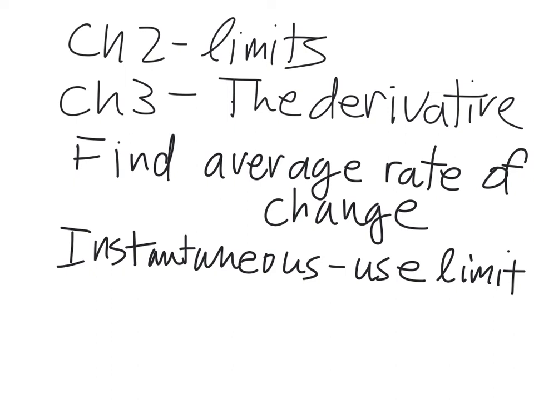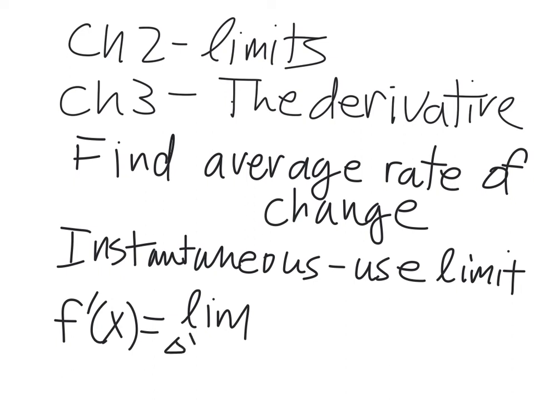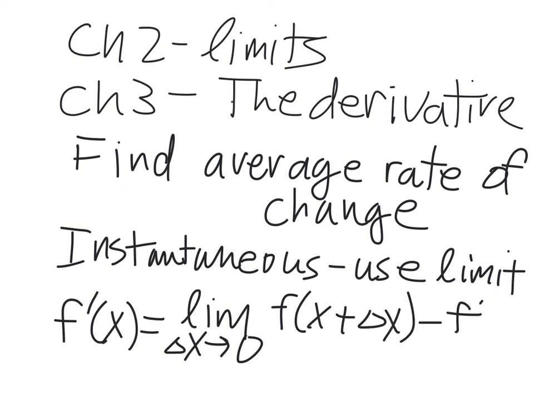And then we said, okay, find the derivative by the definition of the derivative. And the definition of the derivative looks like this. And there will be some problems where you do have to find the instantaneous velocity, find the derivative, find the slope of the tangent line at a certain point.